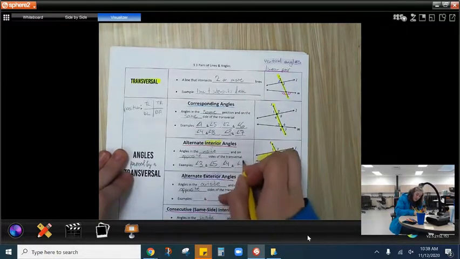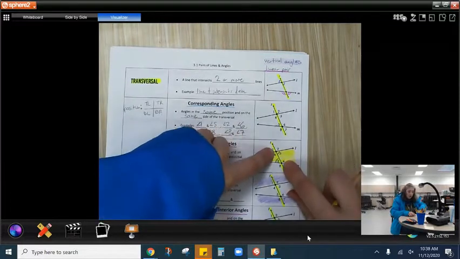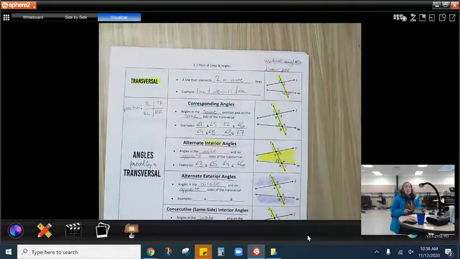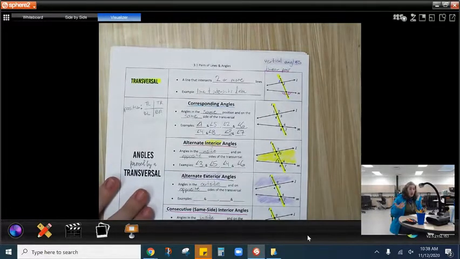Angle 4 and angle 6, right? Those are also alternate interior angles. These are super important, guys. All of these angle relationships we're going to be using for the rest of the year, okay? So I really want you to focus and understand them and be able to identify them.